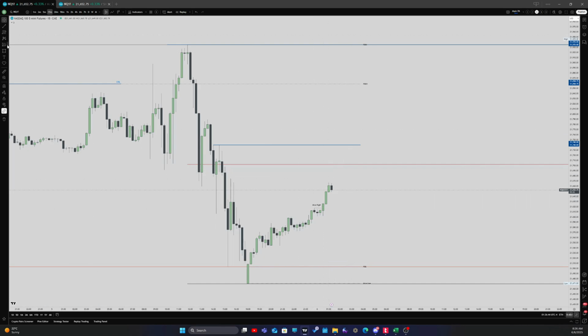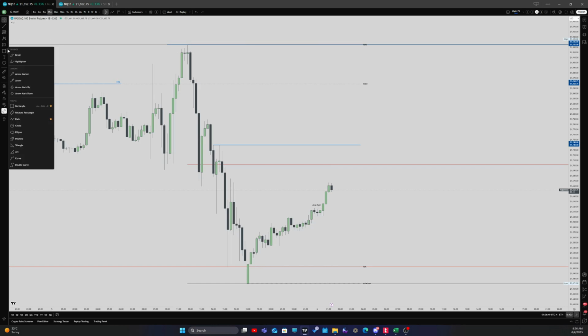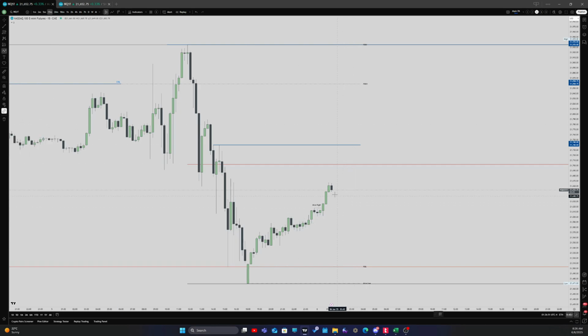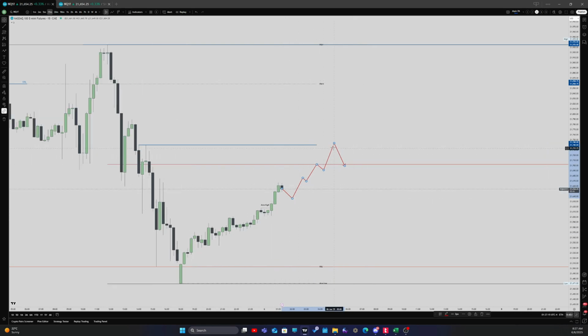Price could do something like this. Come back down, come back up into this imbalance, 50% of the range, takes the equal highs there into that bearish fair value gap, comes back down into discount. So somewhere in this move, I may take a trade, right?